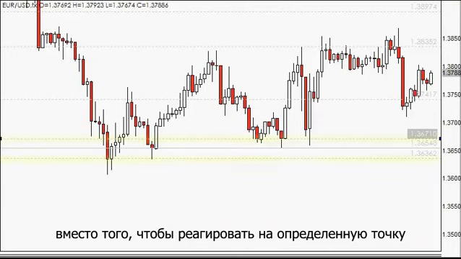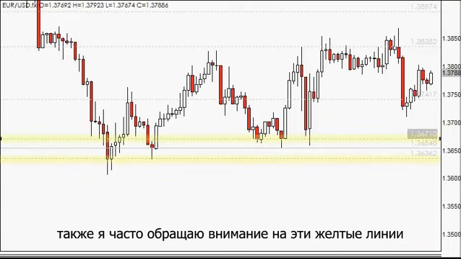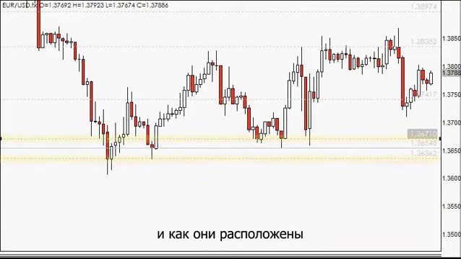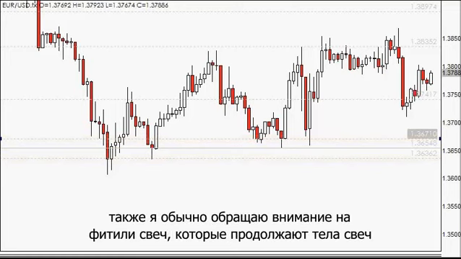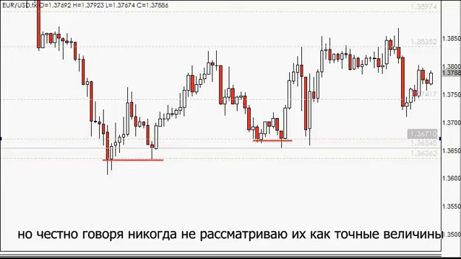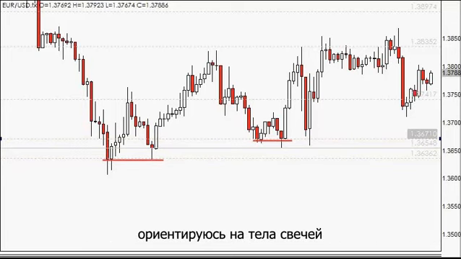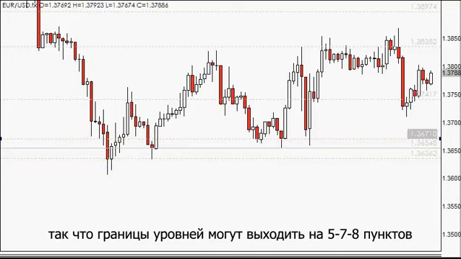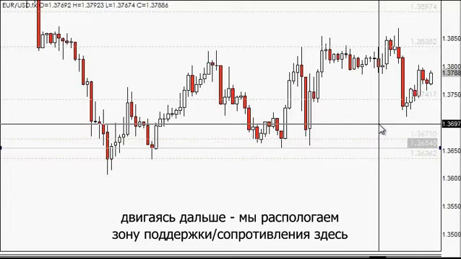I'm also often asked about these boundary lines that are placed around the center line and how they are placed. I usually just look to place them along the wicks or the bodies of candles. Honestly though, I never bother to make them perfect. More often than not, I just throw the boundary lines on and they end up about 5 to 8 pips on either side of the center line. Okay, so moving on, we've placed the support resistance zone here.